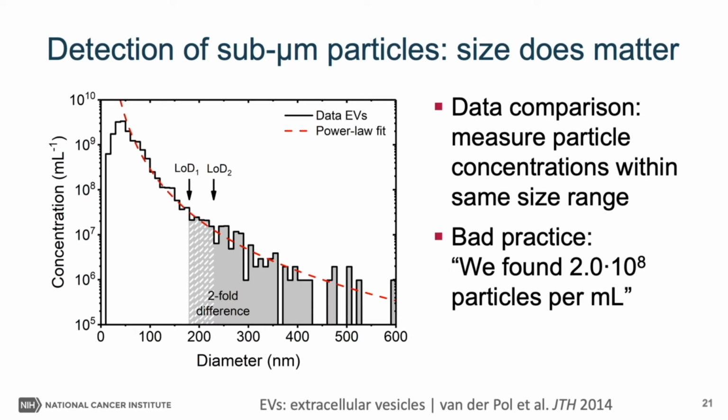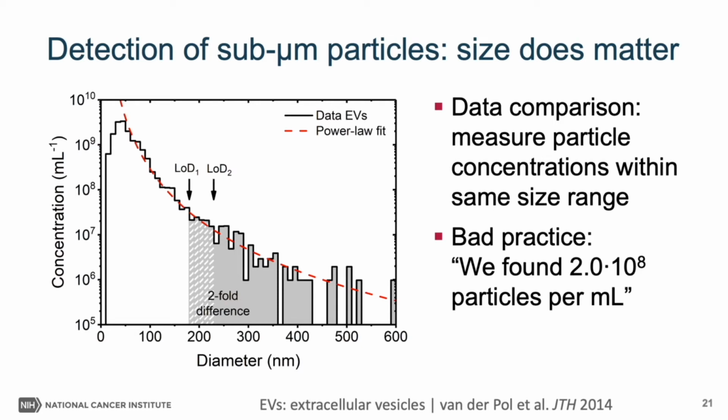This graph shows the concentration versus diameter of extracellular vesicles and other particles found in urine. Please note that the vertical scale is a logarithmic scale and that right from the peak the distribution follows a power law function. So if we have two flow cytometers, one with a limit of detection of 180 nanometers and a second with a limit of detection of 230 nanometers, they measure already a twofold difference in concentration in this sample just due to differences in the limit of detection.